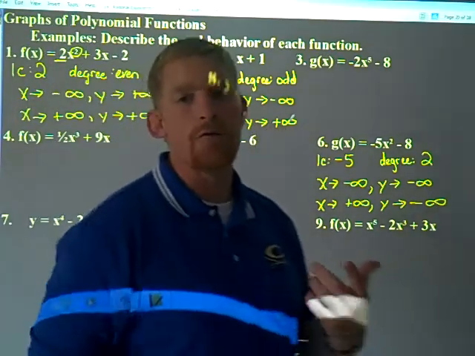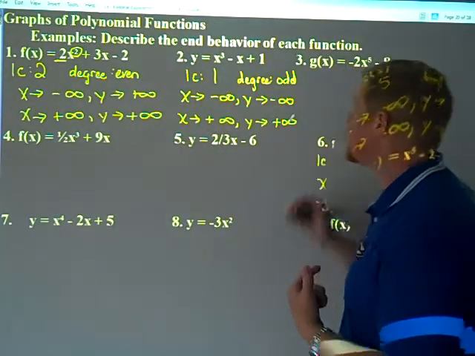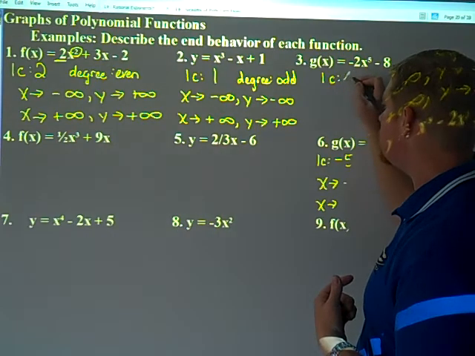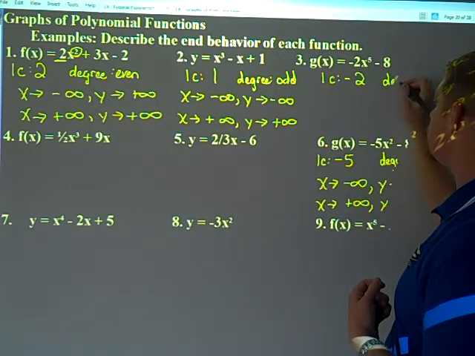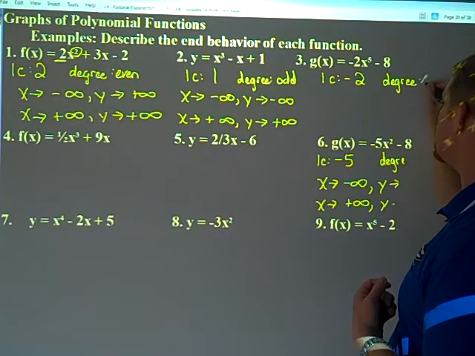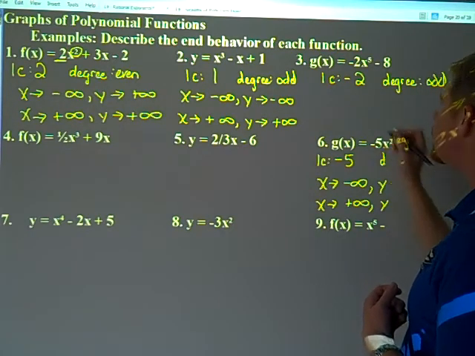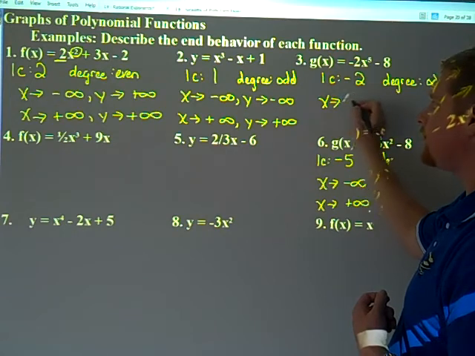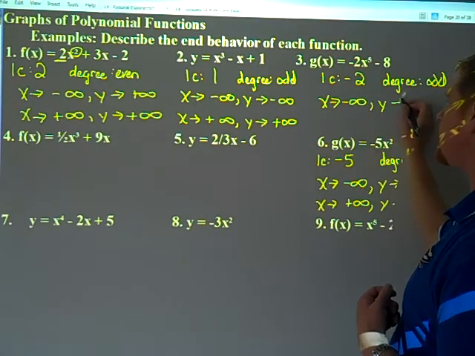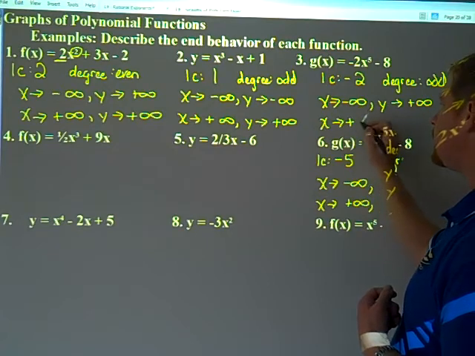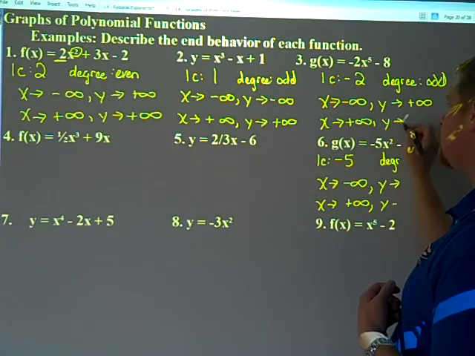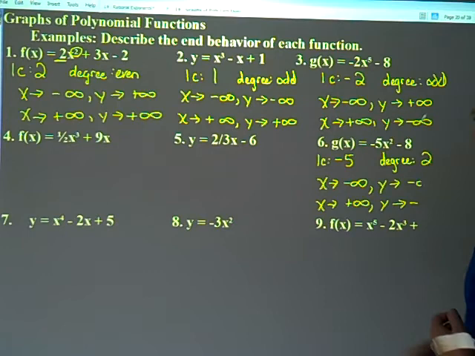The exact opposite is true, like on number 3, when your leading coefficient is negative and your degree is odd. In this case, as x approaches negative infinity, y approaches positive infinity. As x approaches positive infinity, y approaches negative infinity. Just a flip-flop there. So let's recap.